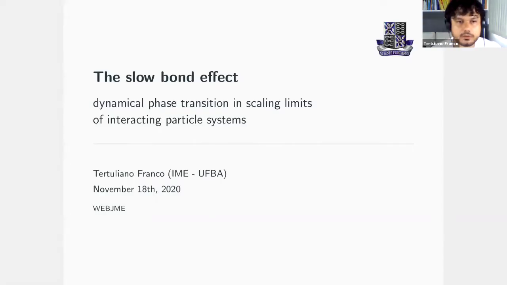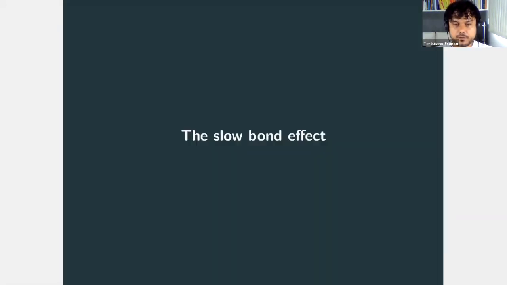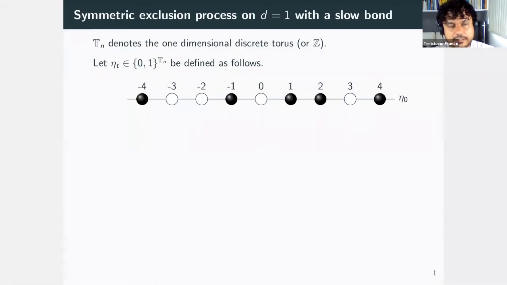I'm going to speak today about the slow bond effect, and when a single slow bond may or may not affect the macroscopic behavior of a given system. So let's start with a somewhat standard model, probably the most simple case of this with a slow bond. Let's consider the symmetric exclusion process in dimension 1 with a slow bond.